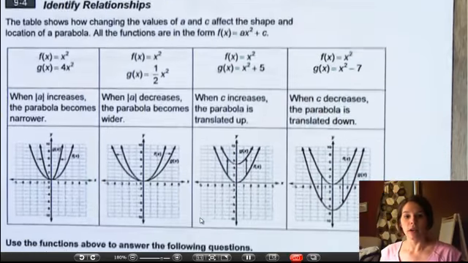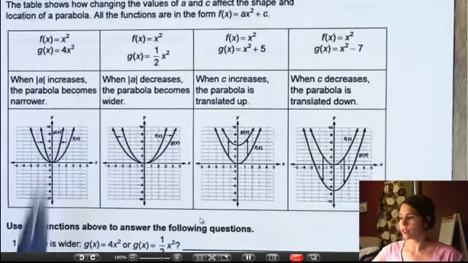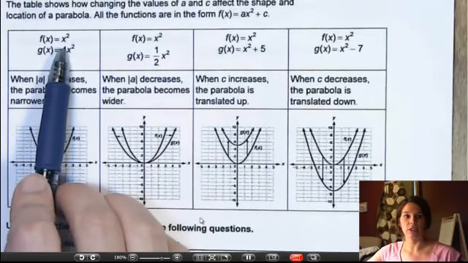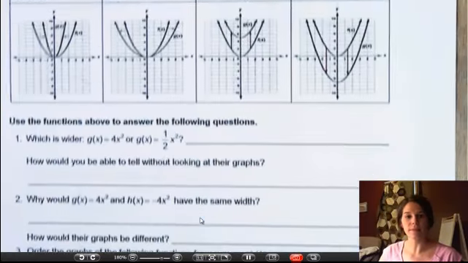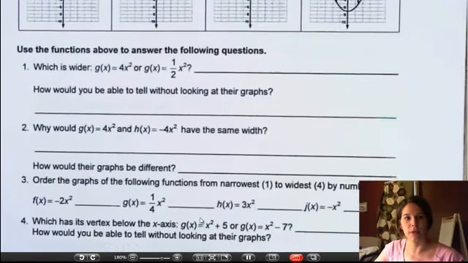Okay? We are going to start with our parent function, which is just f of x equals x squared, and we're going to compare all of our graphs to that, unless it specifically says compare two different graphs. So let's take a look at our problems down below.